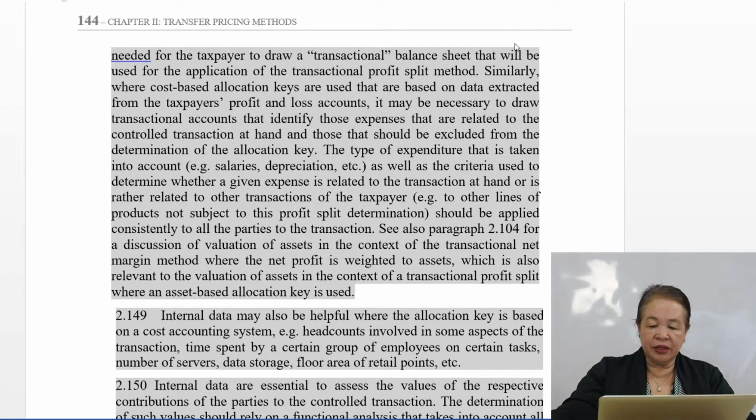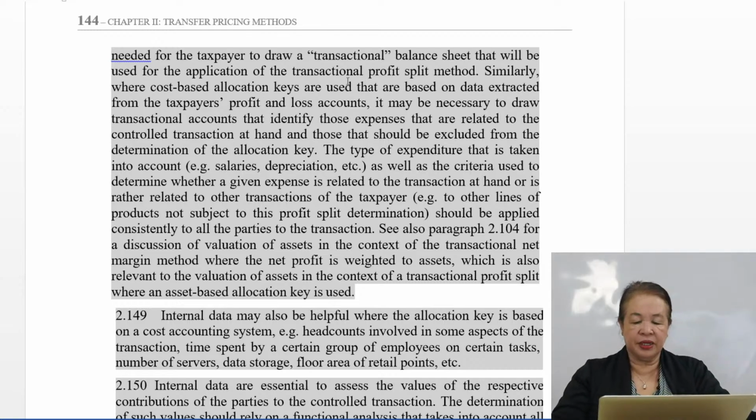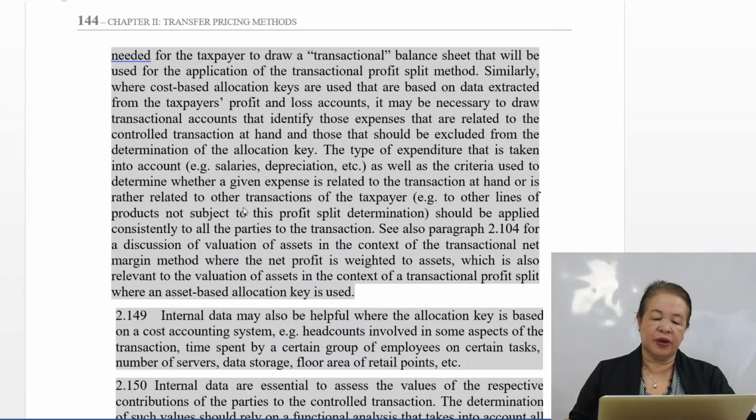See also paragraph 2.104 for a discussion of valuation of assets in the context of the transactional net margin method, where the net profit is weighted to assets, which is also relevant to the valuation of assets in the context of a transactional profit split, where an asset-based allocation K is used. Okay.